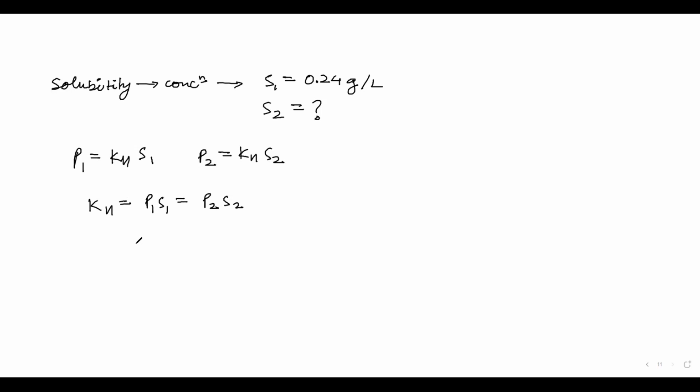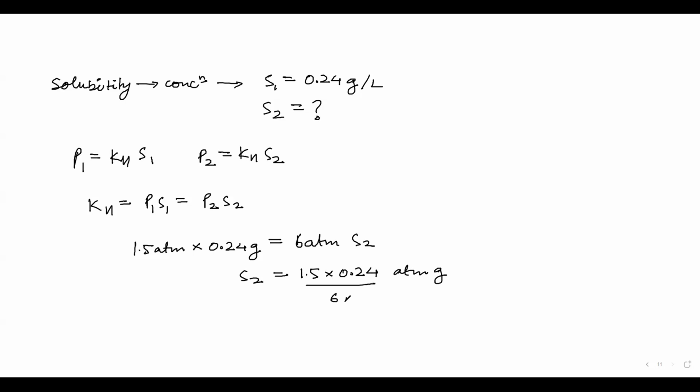Now what is P1? P1 is given as 1.5 atm. Solubility is given as 0.24 grams, and P2 is given as 6 atm. I have to find S2. So S2 will be equal to 1.5 into 0.24, in atm and gram, divided by 6 atm. I can remove the atms. Now I will get the solubility in gram per liter. Yes, how much? 0.06.